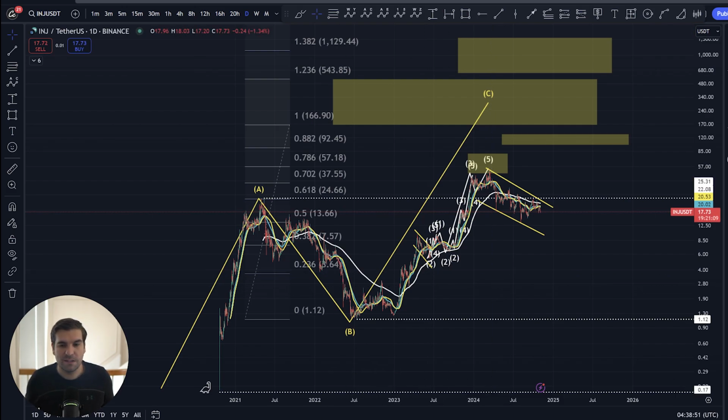So for me, this is a project that we probably want to pay close attention to. But of course, it's just my thoughts and opinions on the data in the charts and my personal thoughts as to where I think the price could be going.